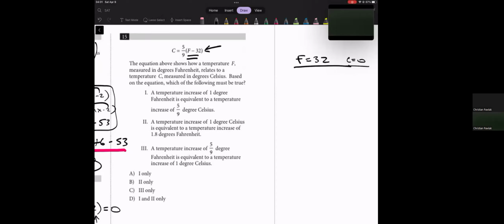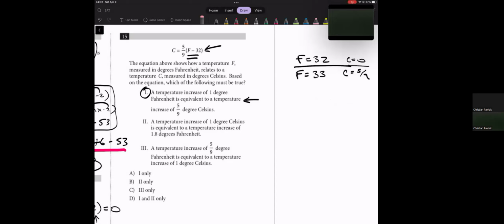So then I'm going to ask myself this. Is it true that the temperature increases 1 degree Fahrenheit is equivalent that the temperature is increasing 5/9 degrees Celsius? Let's see what happens. If I plug in 1 extra degree Fahrenheit, what's going to happen in this equation? I get C is equal to 5/9 times 33 minus 32, which is equal to 1, which means C is equal to 5/9. Okay, so that means that has to be true. 1 degree Fahrenheit increase is equivalent to 5/9 degree Celsius.